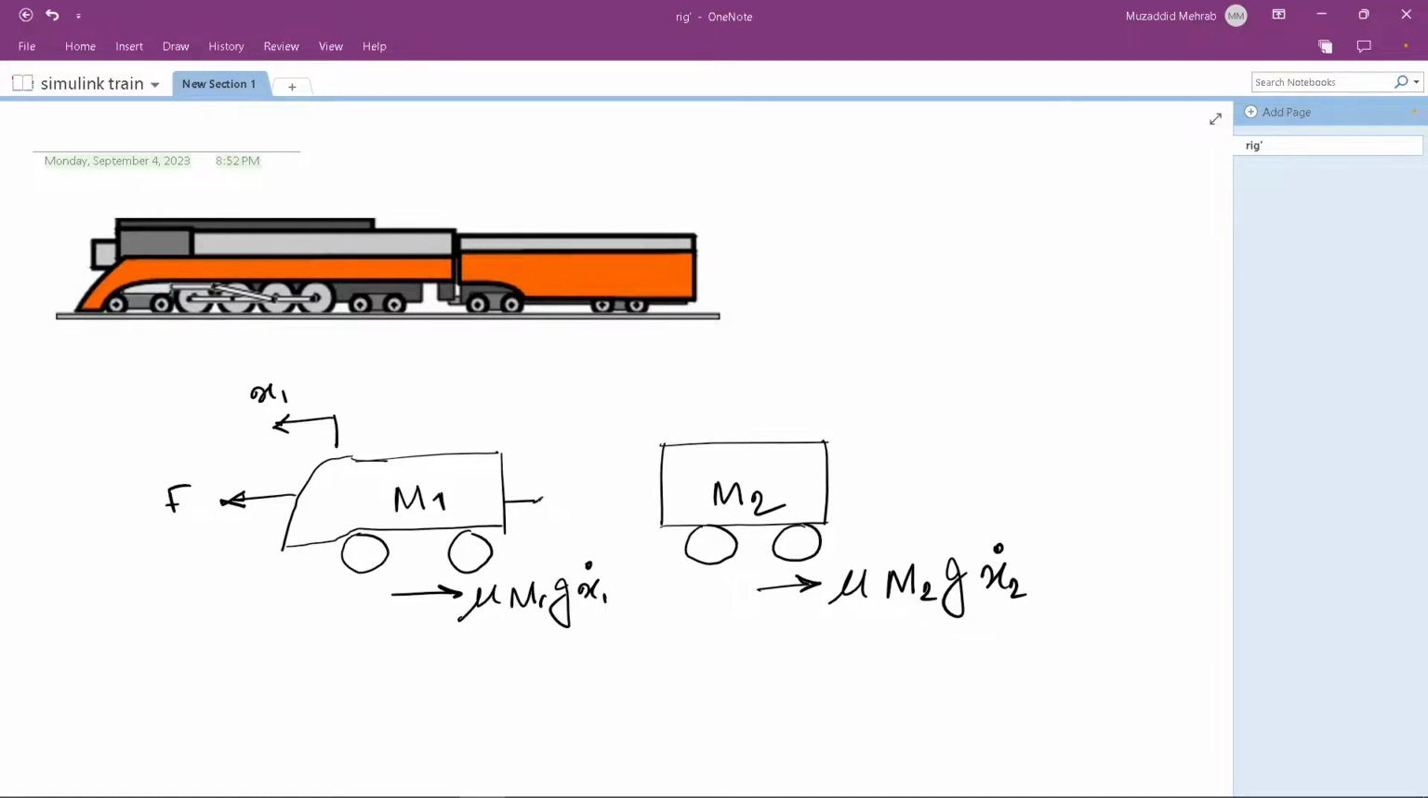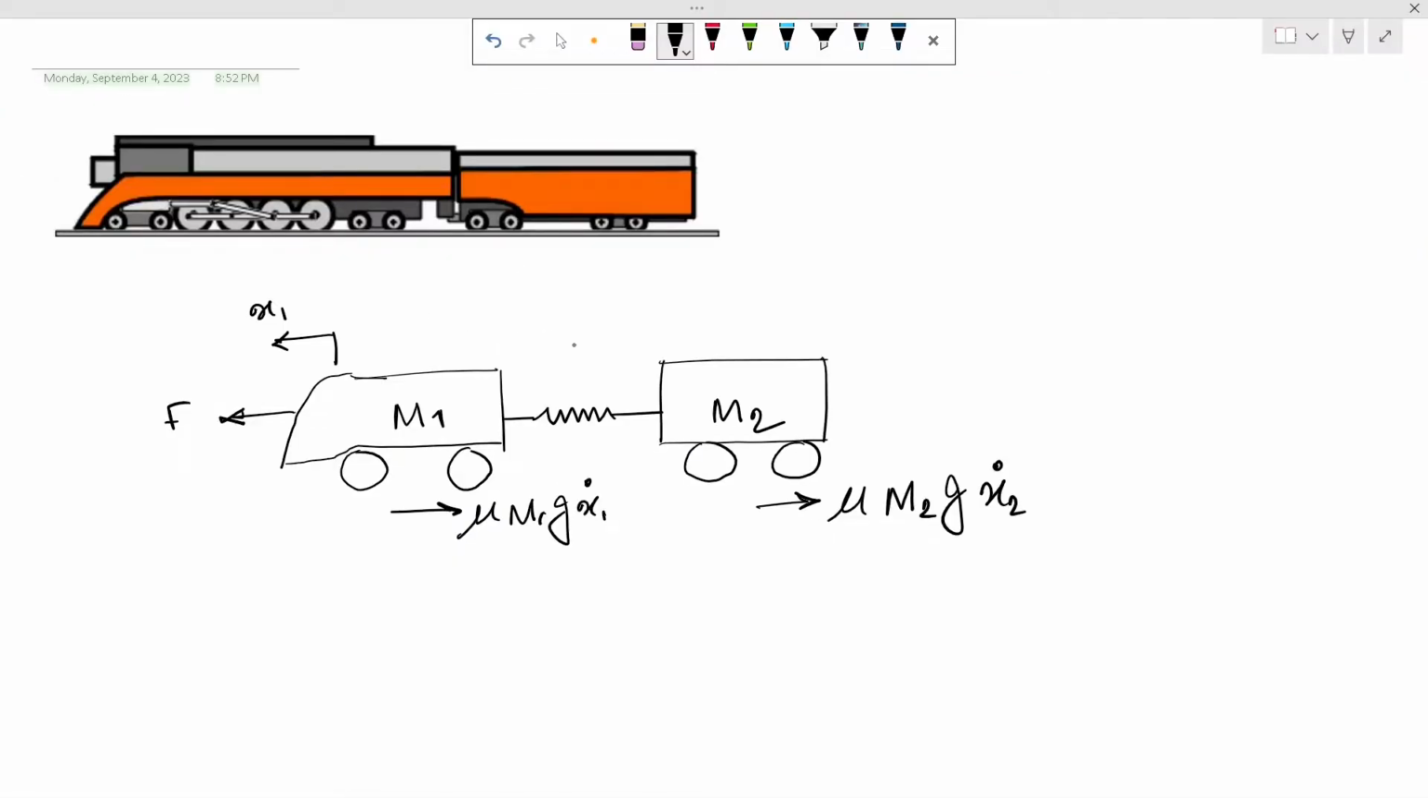Here I am considering a spring with a stiffness k. So the force will be k into x1 minus x2. The displacement of the cart is in this direction, which is x2. I am combining these two in the spring. So these are all my equations or variables. From all this, I have to create a mathematical model.